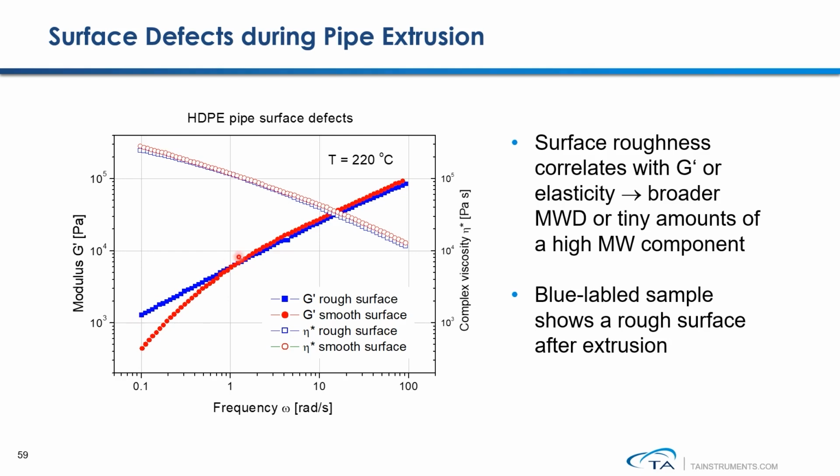However, if you look at this good batch, it shows lower low frequency modulus. That tells you this polymer is less entangled, so it easily flows flat and creates a smooth surface.